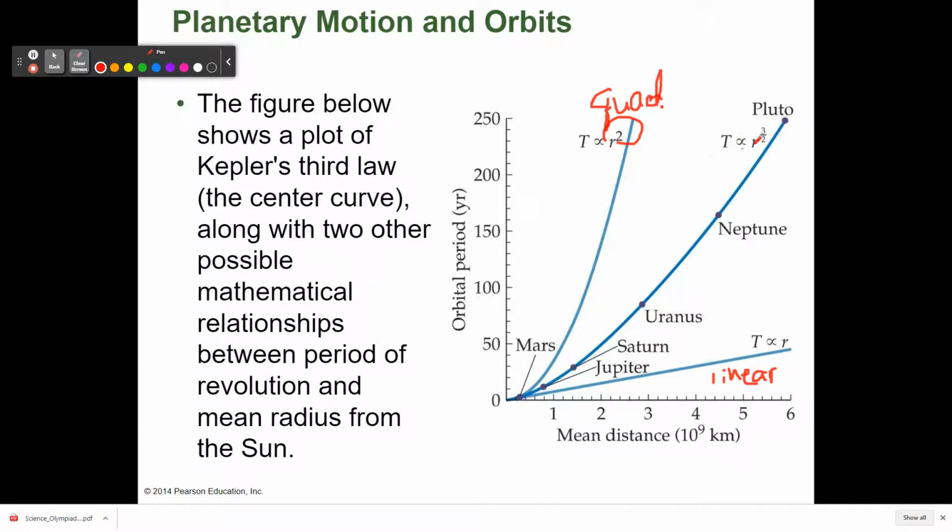And then Newton went on to find out what that constant that you multiply by was and how to find it.